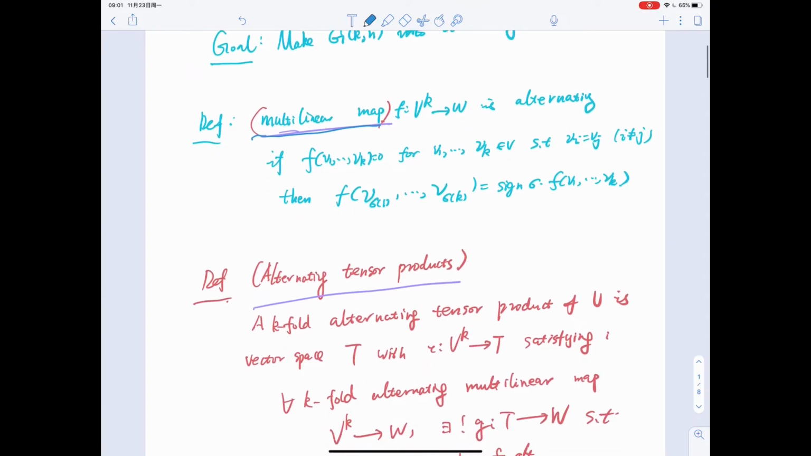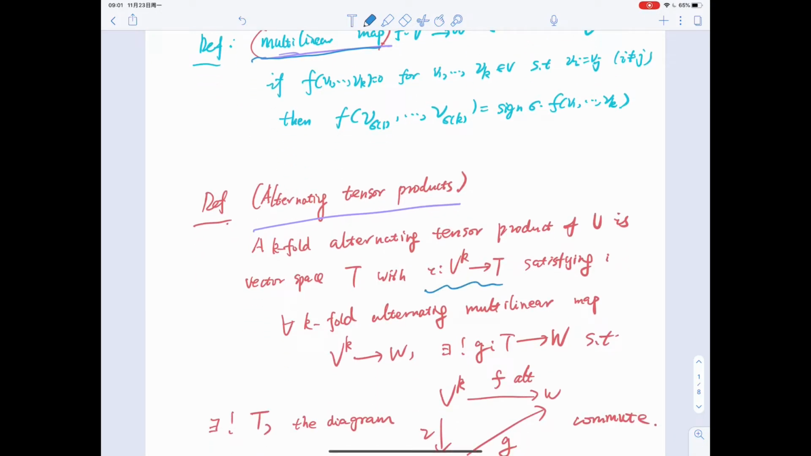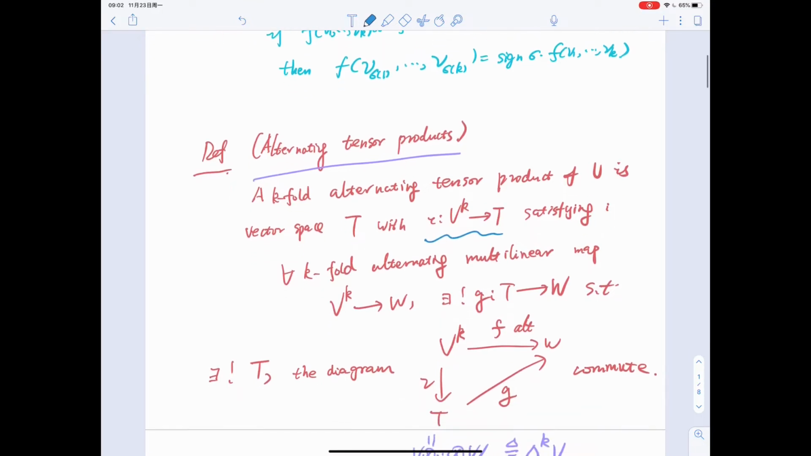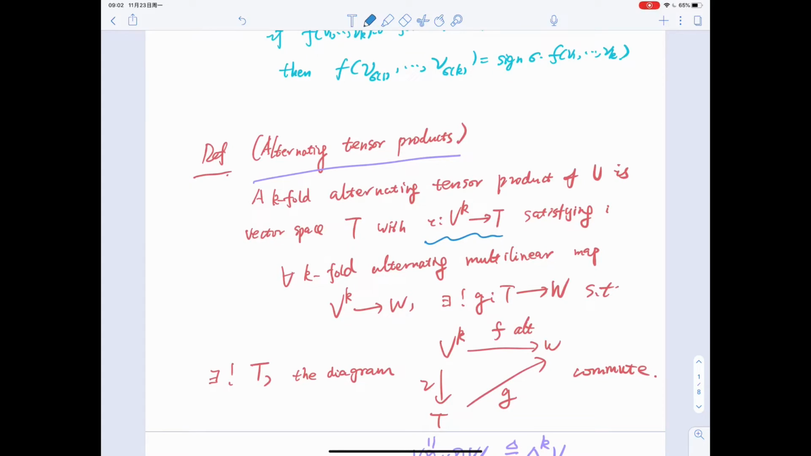Then we give the definition of alternating tensor product. Let V be a vector space over a field K. Then a k-fold alternating tensor product of V is a vector space T together with a map tau from V^k to T, satisfying the universal property: for every k-fold alternating multilinear map from V^k to W, there exists a unique map G from T to W such that the diagram commutes.